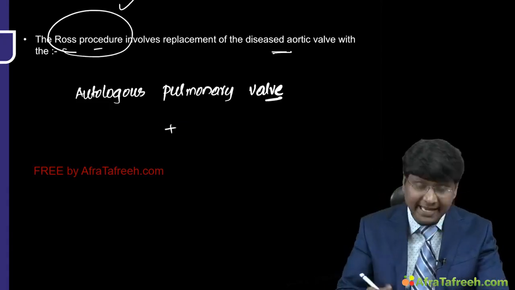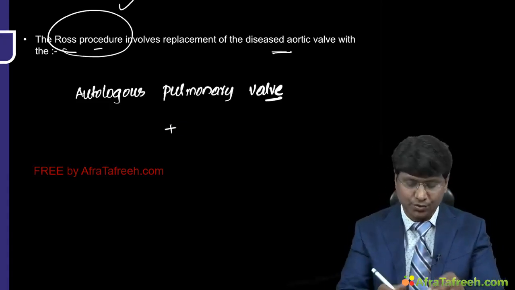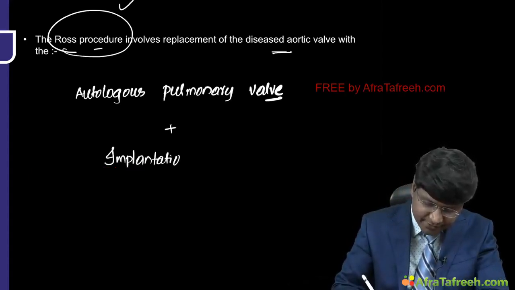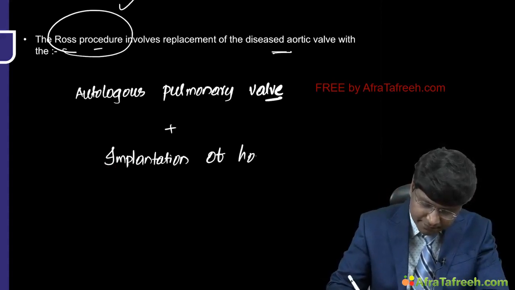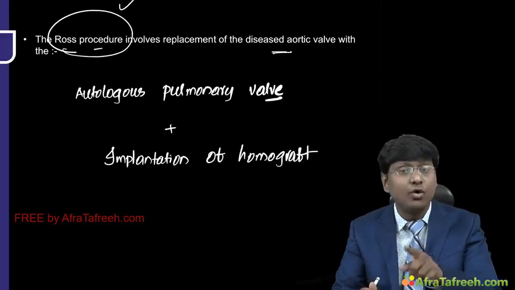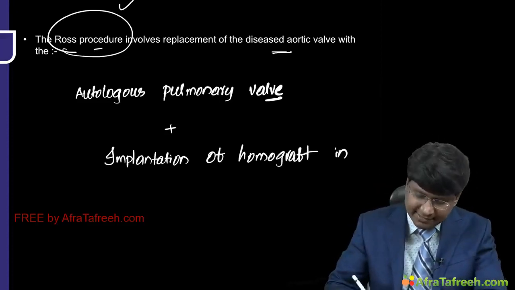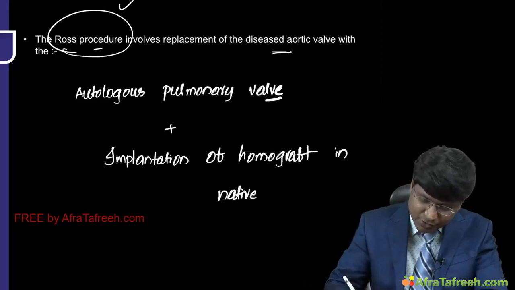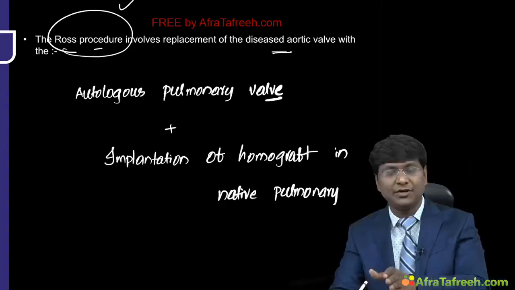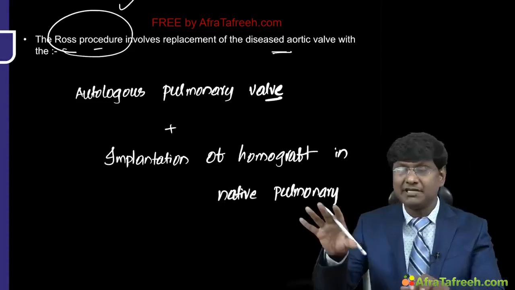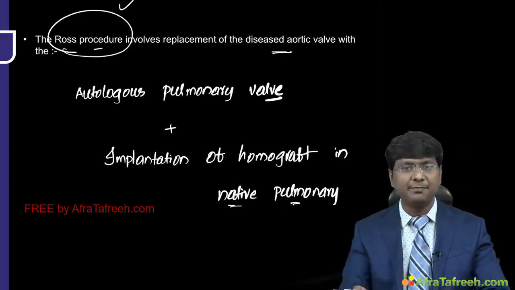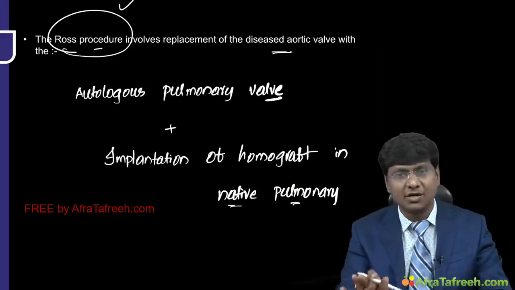And in the area of the pulmonary valve, you need to do implantation of the homograft in the native pulmonary position. So what is it that you are doing? You are taking the patient's own pulmonary valve and placing it in the aortic valve area, and the pulmonary valve of some other individual you are taking and placing it in the native pulmonary position. So that is what is called the Ross procedure.